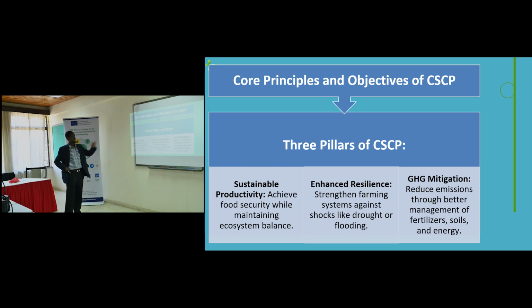The other pillar is enhanced resilience. Here, strengthen farm systems against shocks like drought or flooding. So we have to make sure that we have very good farms, healthy soils, enough rainfall, enough water. Even in places where we do not have enough rainfall, we involve water harvesting procedures that are likely to be sustainable. You can have water harvesting from buildings, for example, or water harvesting by putting a dam across a river so that you can harvest the water.